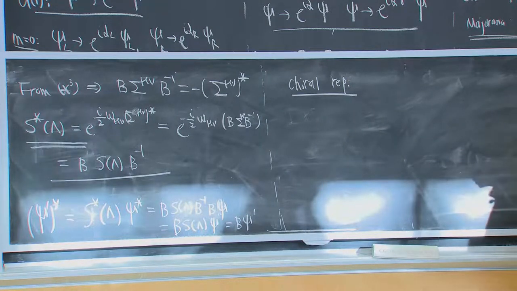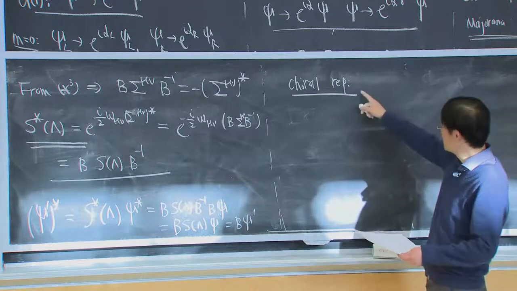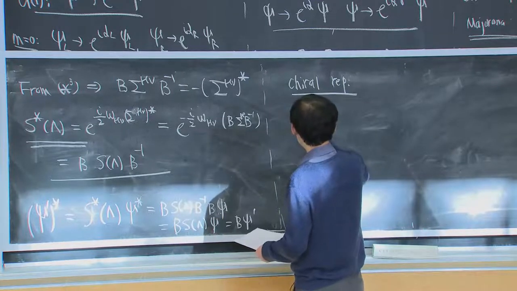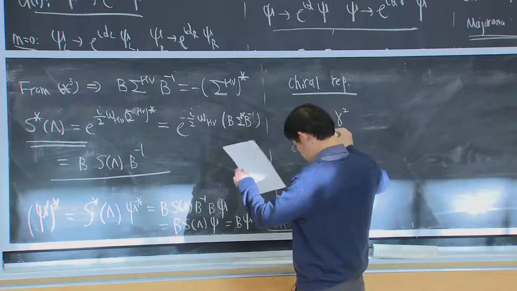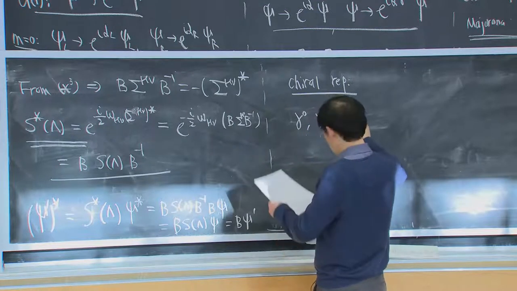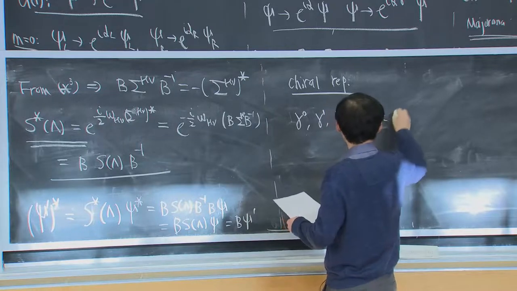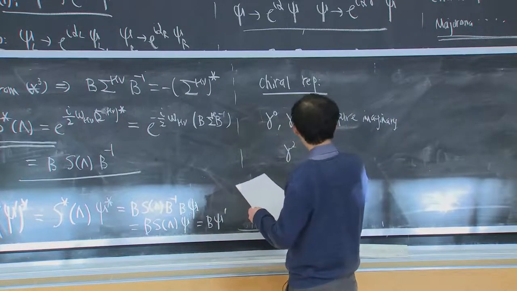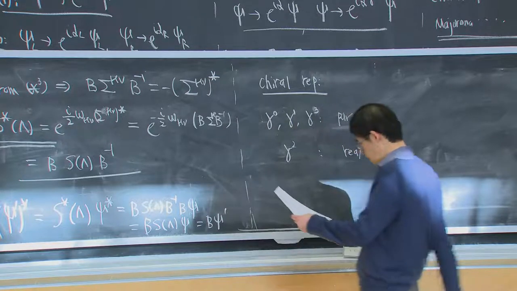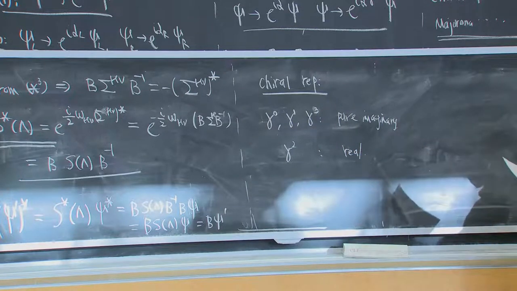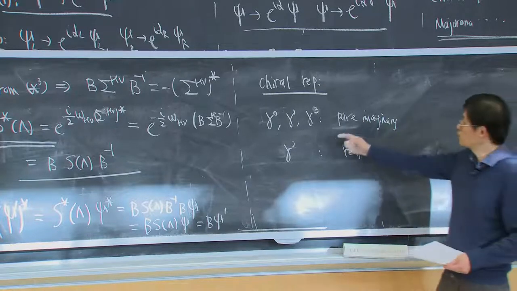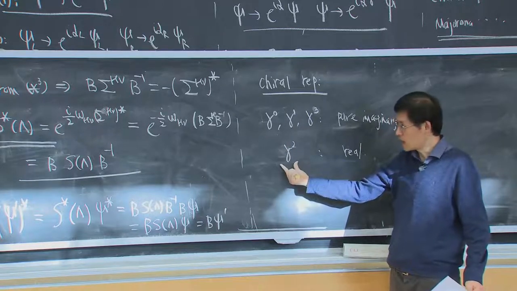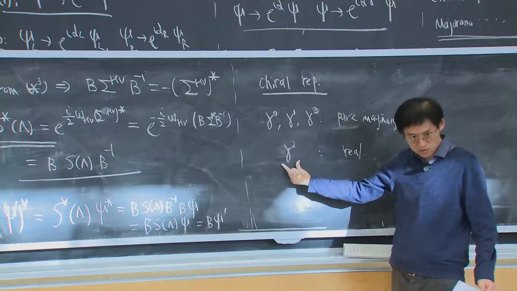I should not have erased it. So in the chiral representation I wrote down before, if you stare at that expression, you find that gamma 0, gamma 1, and gamma 3 are pure imaginary. And gamma 2 is real. Okay, gamma 2 is real. So pure imaginary means when you take the star of them, you get a minus sign. For the real one, you take the star and you just get back to itself.